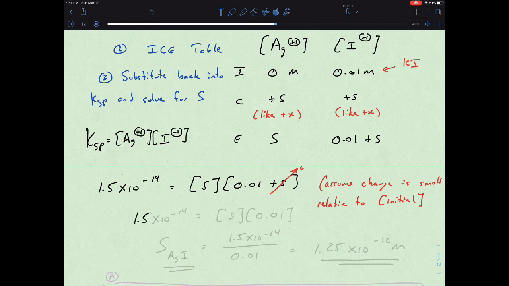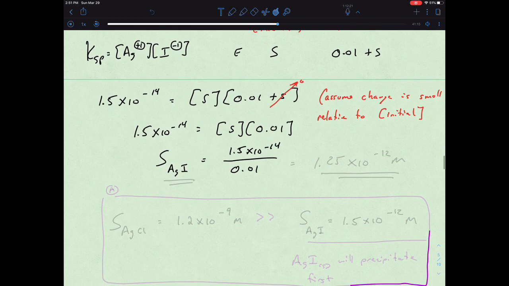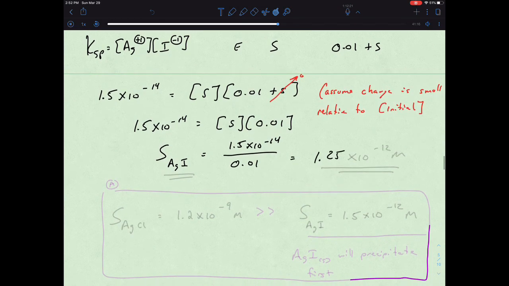So our 1.5 times 10 to the negative 14th is equal to S times 0.01. So that's now our simplified equation, and so we can solve for the molar solubility of our silver iodide to be our 1.5 times 10 to the negative 14th divided by 0.01, or we have a concentration of 1.25 times 10 to the negative 5th molar for the actual silver iodide.